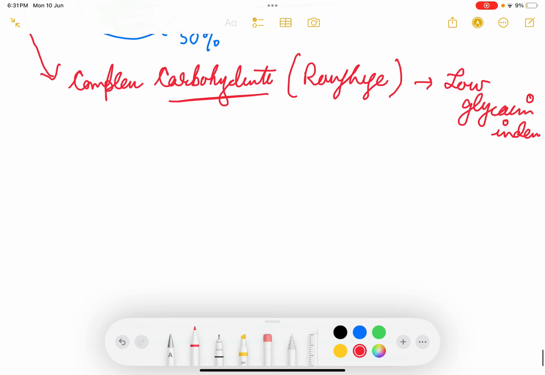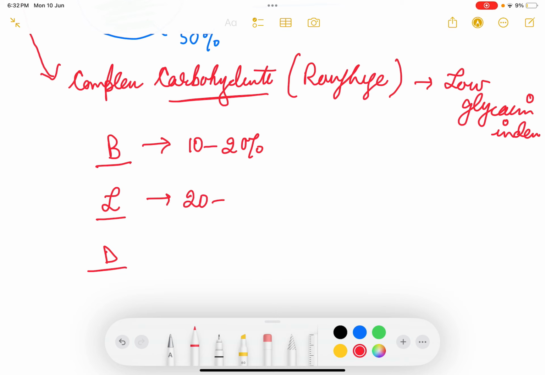Out of which, when you divide the carbohydrates, remember in breakfast, lunch and dinner, minimum carbohydrate is taken in the morning. That is, only 10 to 20% of the carbohydrate is taken in the morning. 20 to 30% of the carbohydrate is taken in lunch, and 30 to 40% of the carbohydrates, that is maximum carbohydrate, is taken in the dinner.